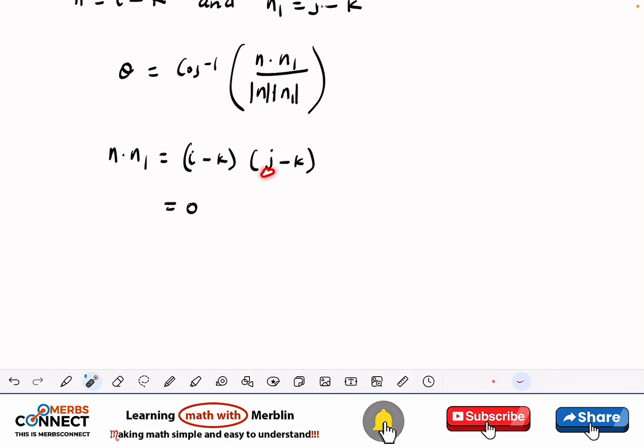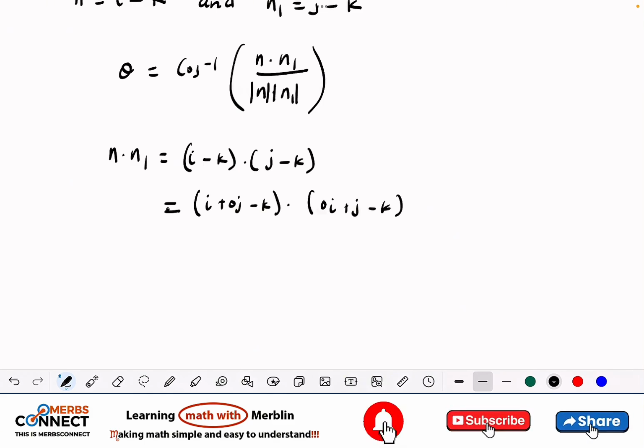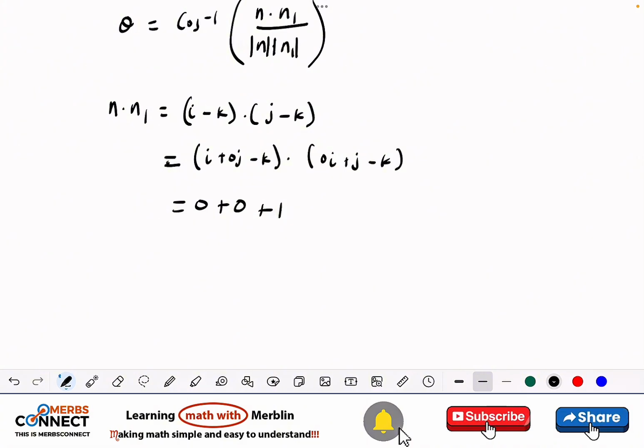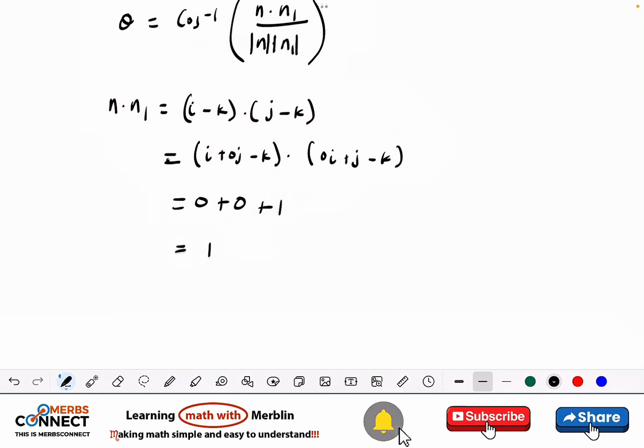And then we don't have j here, so let me even rewrite this one. Because we have i and k, this one can be written as i plus 0j minus k, dot 0i plus j minus k. So i times i, this is going to be 0. 0 here times this one is also going to give us plus 0. And this times this is going to give us plus 1. And we are going to have this to be 1. So when I dot them, that's what I'm going to get.